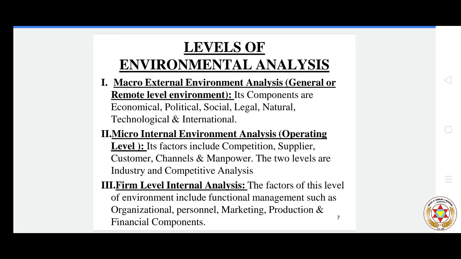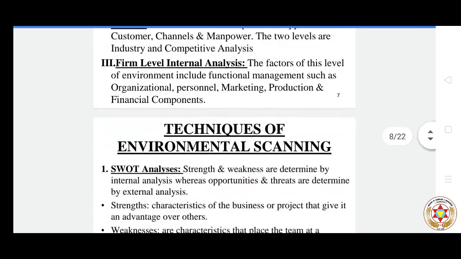Then the firm level, that is the internal analysis. In this level the environment includes the functional management, such as the organizational, personnel, marketing, production, and finance components that are studied.